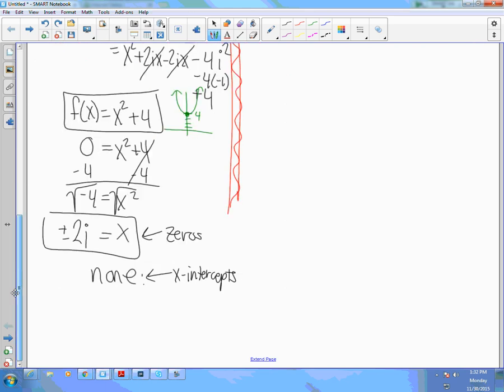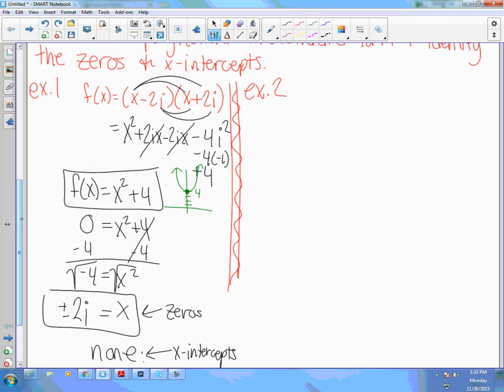These roots or zeros are not actually x-intercepts. So there are no x-intercepts. Okay, let's try that one. Okay, f(x) equals (x minus 3) times (x minus 3) times (x minus i) times (x plus i).